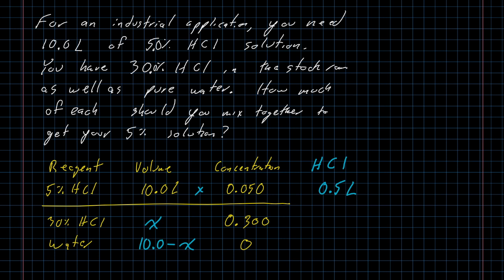X liters of a 30% solution, 30% of x is, before I get there, I had two significant digits, I should leave that 0.50. Then I have 0.300x liters of hydrochloric acid in my x liters of a 30% solution. And the pure water, because it has no hydrochloric acid in it, has none.